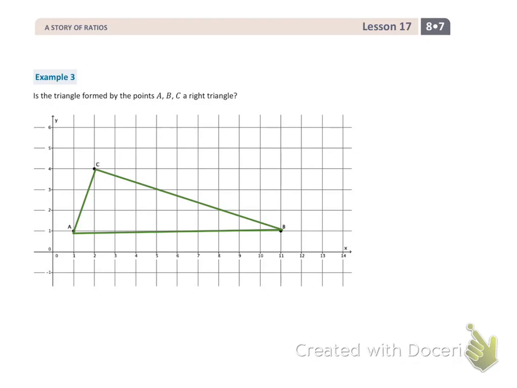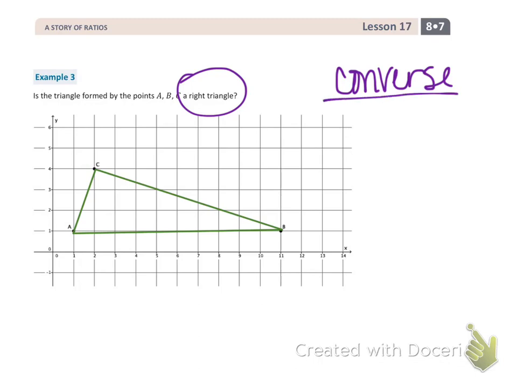Okay, so we're asked, is this a right triangle? So we should be thinking about the converse of the Pythagorean theorem. If we can find these three side lengths, which we can, it might take a little doing, but we can.